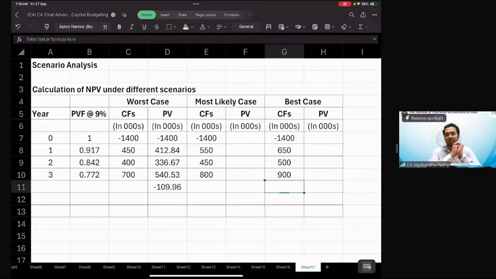Now, I'll just give you some time to give me the NPV in the most likely case and the NPV in the best case. Try it out, guys. Get the PVs and give me the total numbers.